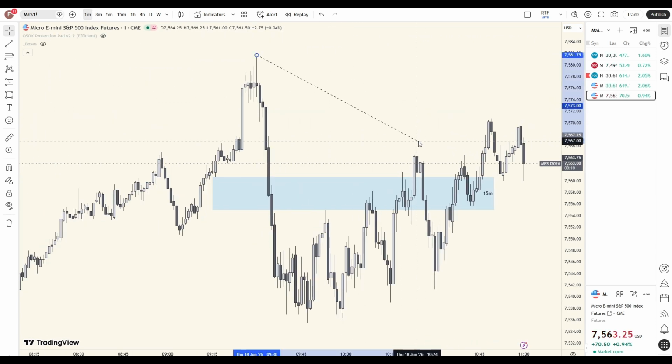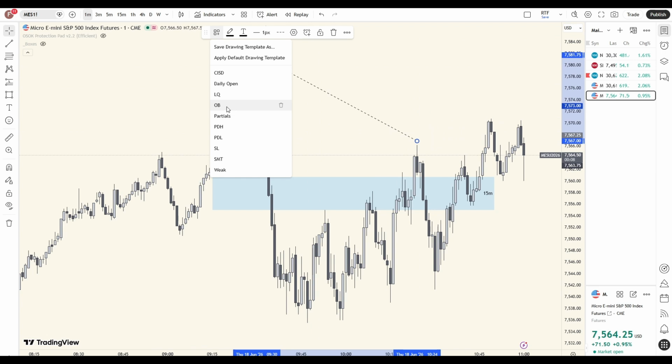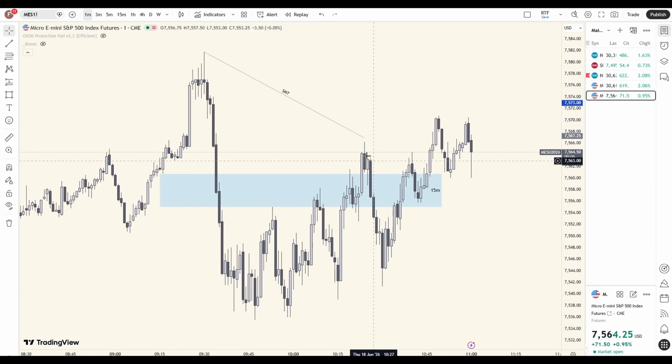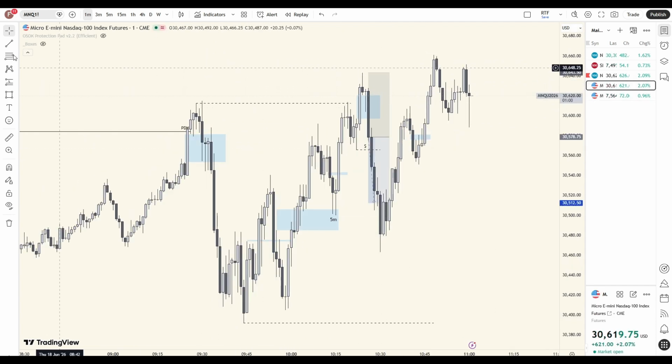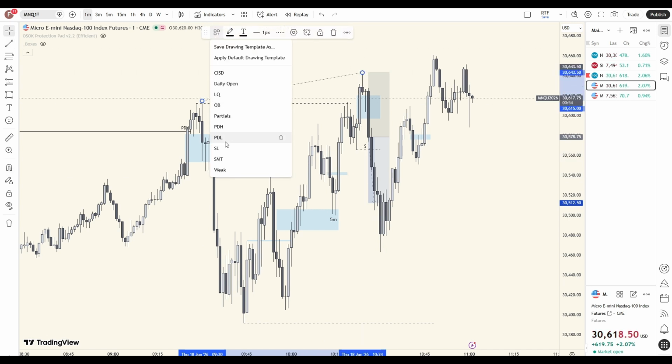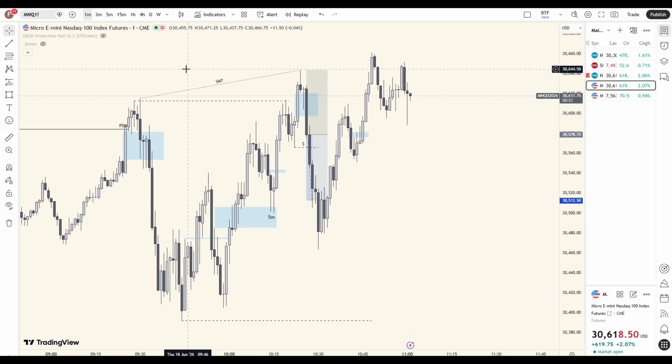On ES, we have built this right here, which is of course a lower point than this high. And on NQ, we have put in a higher point. So very clear SMT here at these highs. Now, is SMT itself enough to take a trade? No, it is not, and it should never be your main reason for taking a trade.